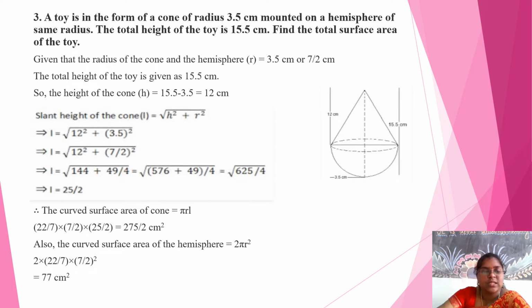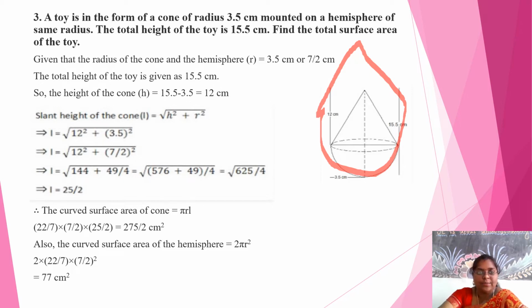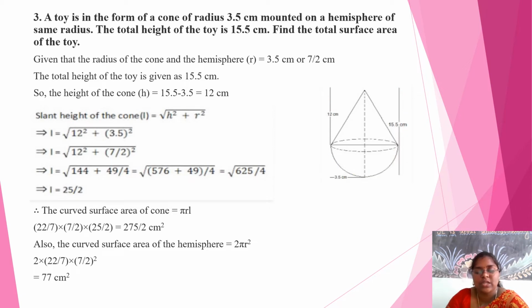Third question. A toy is in the form of a cone of radius 3.5 centimeter. See the figure. In this figure, the toy is in the form of a cone. Right? This cone radius they have given as 3.5 centimeter, mounted on a hemisphere. So here we have the hemisphere, and on the hemisphere it is mounted as a cone. This is the toy. Like our previous problem, here they have given the total height. Find the total surface area of the toy. We are going to find the total surface area of the toy.